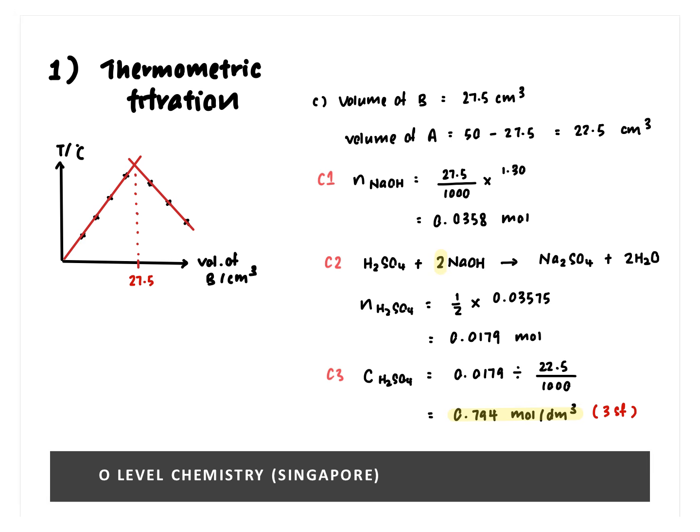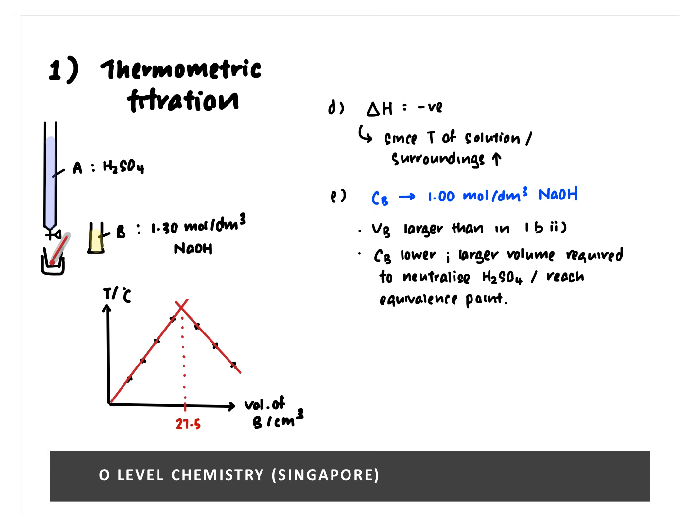Third C is to convert from moles. So convert from moles to whatever the question is asking for. The question is asking for concentration, so you divide by volume. Right, for this question, the question states strictly to leave your answers to 3SF, so you need to round it to 3SF.